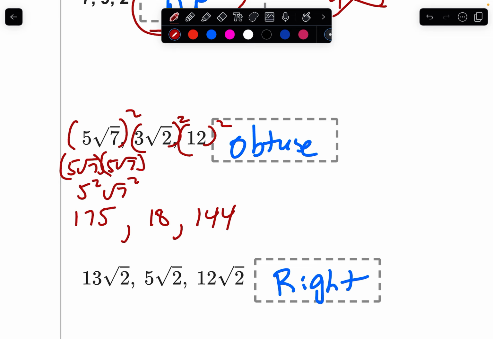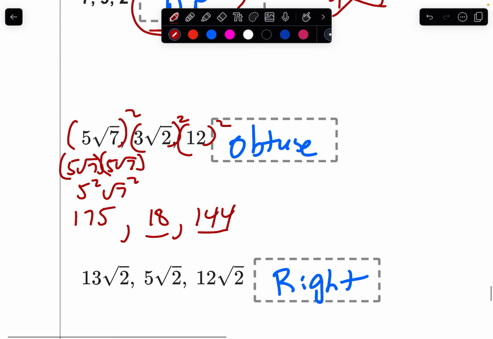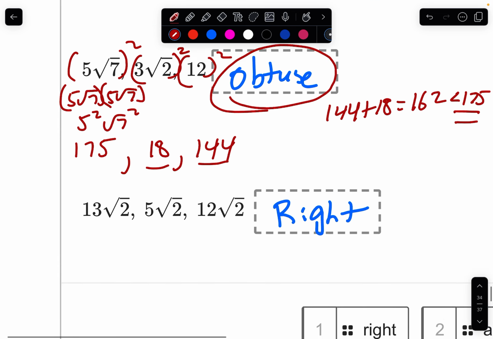We add the two smallest numbers. 175 plus 18 would be 193. 193 is bigger than 144. That means c squared is, what did I just do? I just did something students do, because thank goodness I had the answer there. Let's take a step back. We add the two smallest numbers. They're not always in order. So it's 144 plus 18. Sorry about that. So that would be 162. And 162 is smaller than 175. C squared is bigger. And if c squared is bigger, it's obtuse.